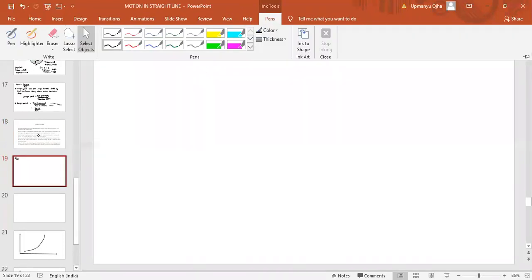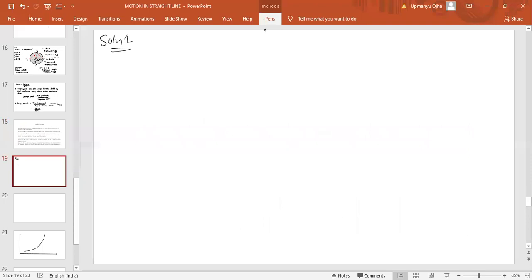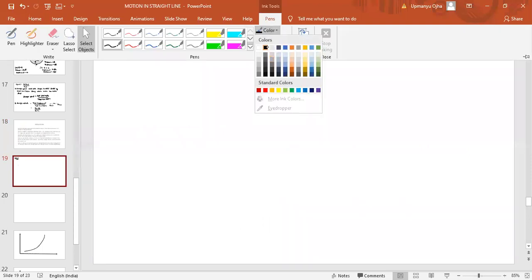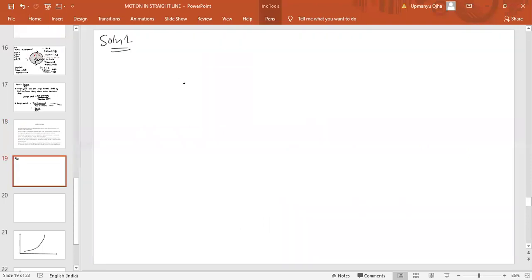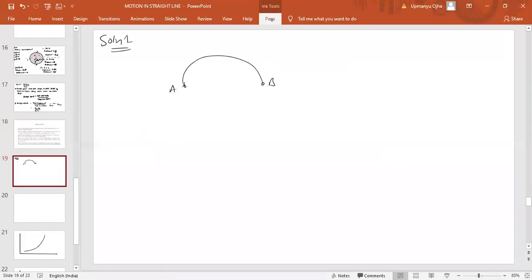Okay. So question number 1 is, a particle covers half of the circle of radius r, then the displacement and distance of the particle. Okay, so let us suppose this is a half circle. The particle started from point A and reaches point B. I think this type of problem I have done in the class itself. Radius is r.